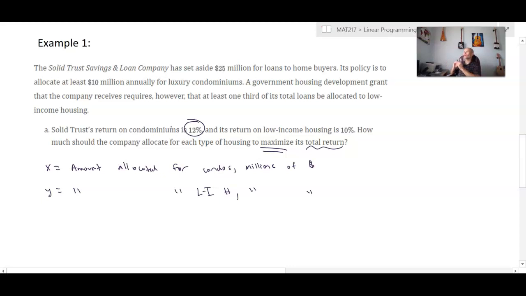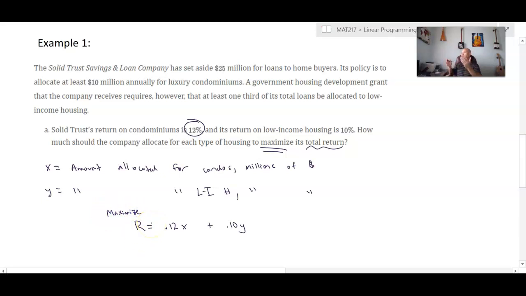So if we allocate X million dollars into condominiums, then our return, which I will just denote R, stands for return, but you can use any letter you want. That's the output of our function. It's going to be 12% of whatever we put into condos, plus we'll also get 10% from how much we put into low income housing.